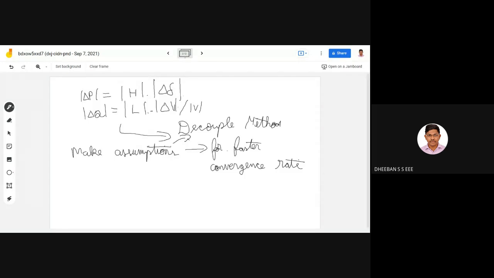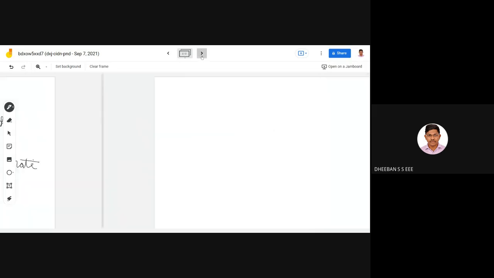Before getting into that, you have to recall some things you have seen with respect to Newton Raphson. As I said, the fast decoupled method is nothing but an extension of Newton Raphson, except that you will have some assumptions over it. Coming to the next point, we will be considering some equations from the Newton Raphson method.